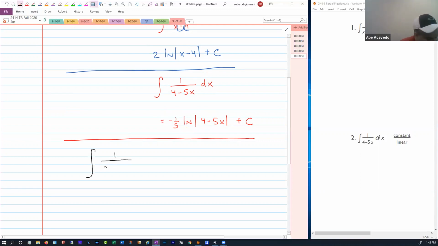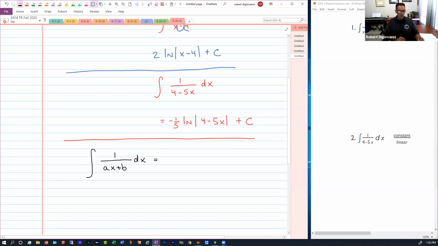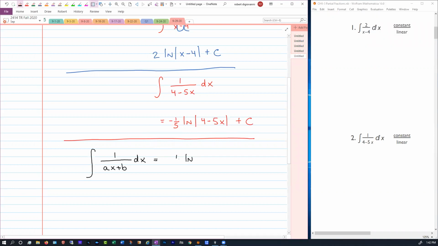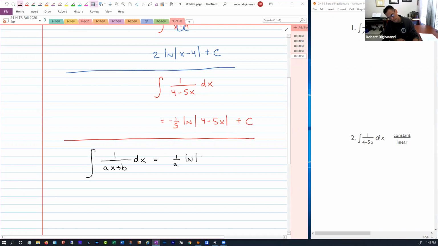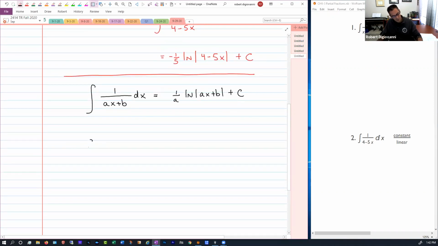Okay. What if we had this? This is kind of like a general formula here. We have a constant over a linear expression in x. So it'll be 1 over a, ln of ax plus b, plus c. There we go. That would be like a general formula. Now, I'm not wanting you to try and memorize that. I want you to just think through it, right? I'll give you one more example.